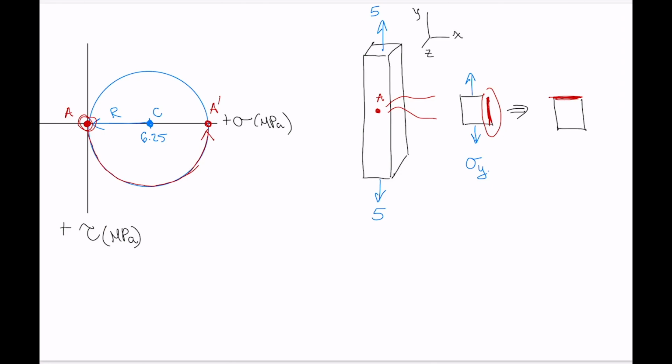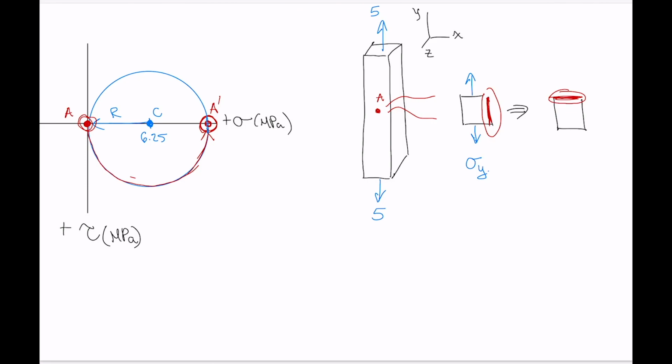At the origin is 0, 0, 0 shear stress, 0 normal stress, and those were the stresses on this right-hand side. If we rotate 180 degrees around the circle, which is equivalent to rotating our element by 90 degrees, the coordinates of point A prime now give us what the stresses are on that side of the element when it's in that orientation. And we can read those right off of the graph here.